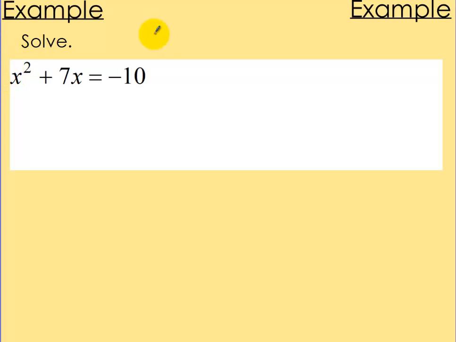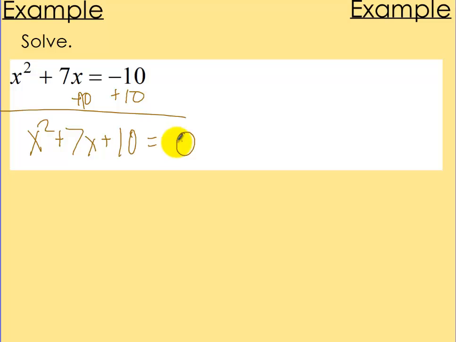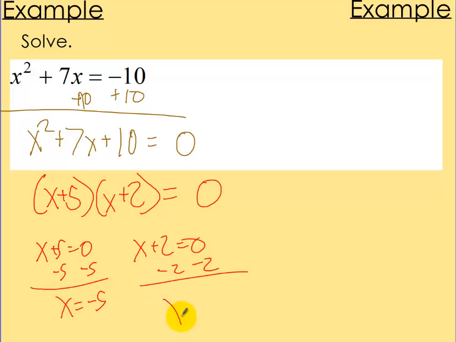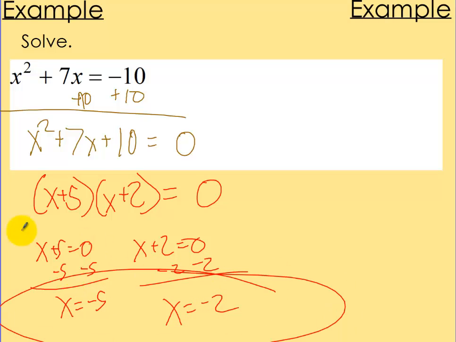All right, I want to get all my stuff over to the left-hand side, so it's equal to 0 on the right, so I'm going to add 10 to both sides. You add 10 to both sides, you get x squared plus 7x plus 10 equals 0. And I'm going to factor that on the right. Multiplies to +10, adds to +7 is x plus 5 times x plus 2. And that means my two factors are x plus 5 equals 0, x plus 2 equals 0, subtract 5 on both sides, x equals -5, subtract 2 on both sides, x equals -2. So those are my solutions. That's it.